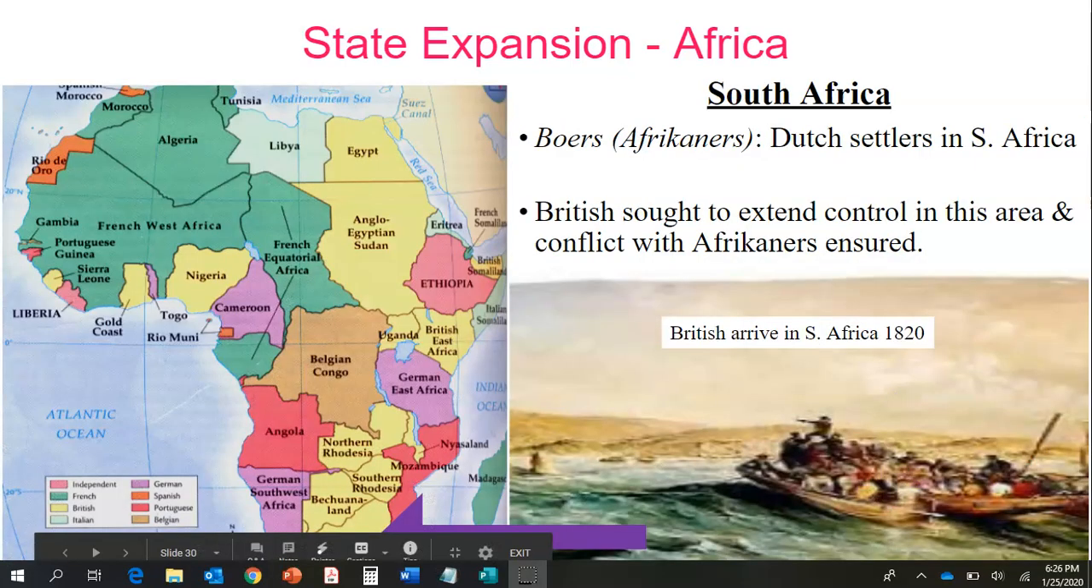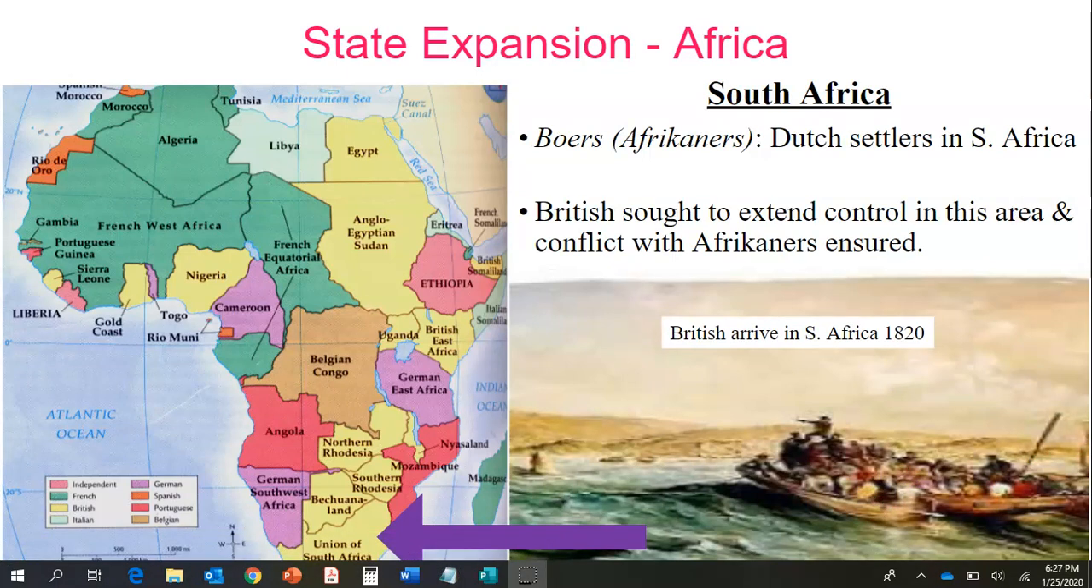Now, in South Africa, we have a group of people called the Boers. They're also known as the Afrikaners. They are a Southern African ethnic group descended from a predominantly group of Dutch settlers that first arrived at the Cape of Good Hope in the 17th and 18th centuries. So the British seek to extend their control in this area, and conflict is going to arise as a result of this.